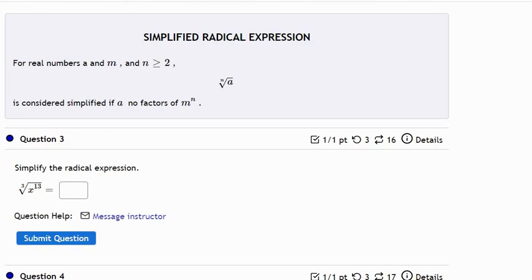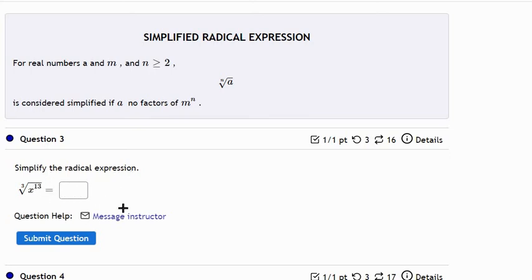Okay, so let's talk about simplified radical expressions. For real numbers a and m and n that's greater than or equal to 2, the nth root of a is considered simplified if a, the radicand, has no factors of m to the power of n. Basically, a radical is considered simplified if the radicand has no powers larger than the index.